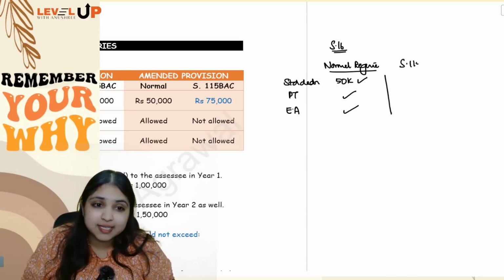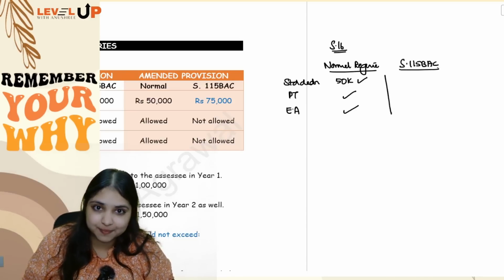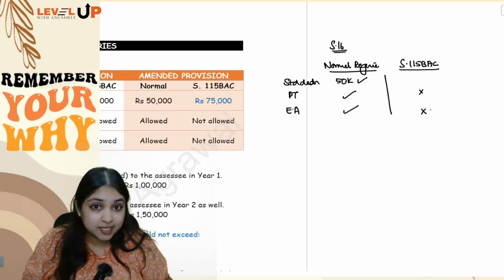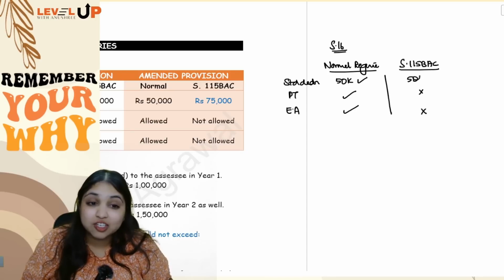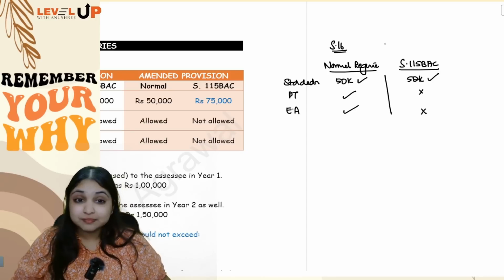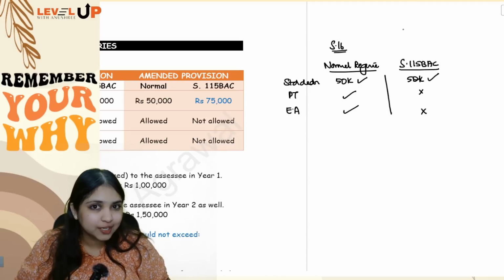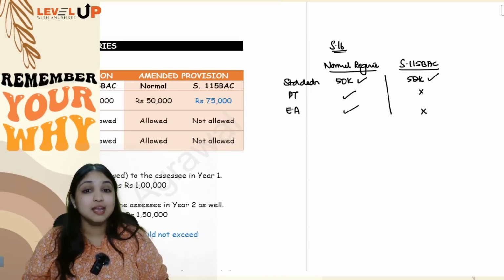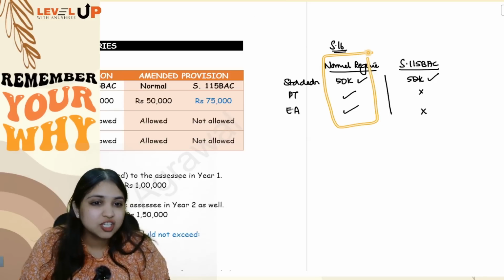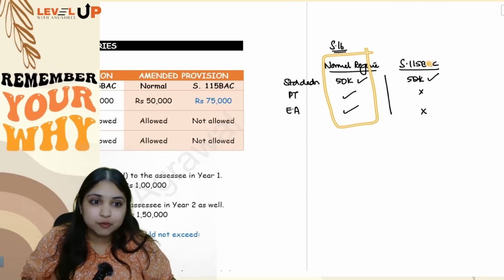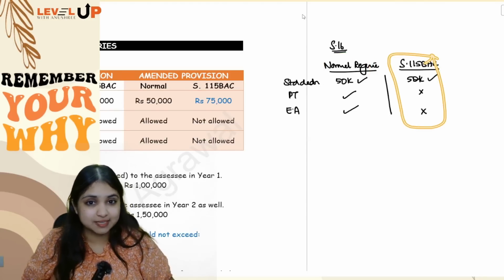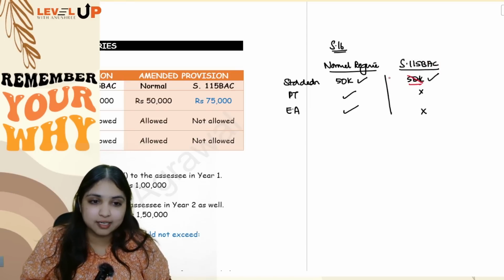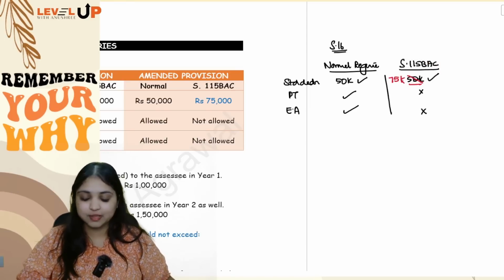However, if assessee is following section 115 BAC, then professional tax deduction we did not get, entertainment allowance deduction we did not get, but standard deduction we still got, the same 50,000, guys. This is how we calculated till the Jan 25 exams. But as per the amended provision, there is no change in the normal regime, guys. In the amended provision, there is a change only in 115 BAC. Small, simple change only. Earlier, we were getting 50,000 standard deduction. Now, we will get 75,000 standard deduction.